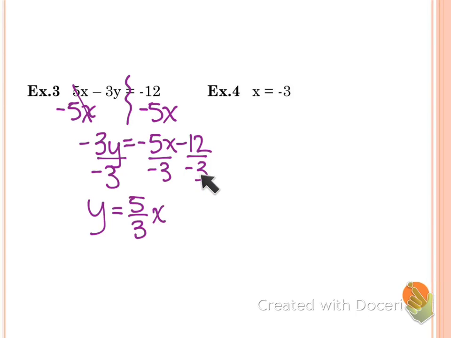Negative 12 divided by negative 3. Anybody? Natalie? A positive 4. Yep, we're dividing on all three of those. Then that's it. We simplified it. We got it in slope-intercept form.